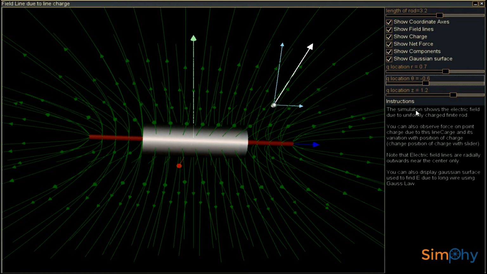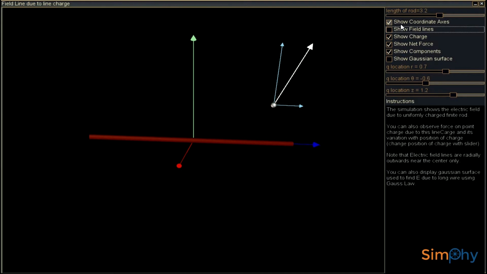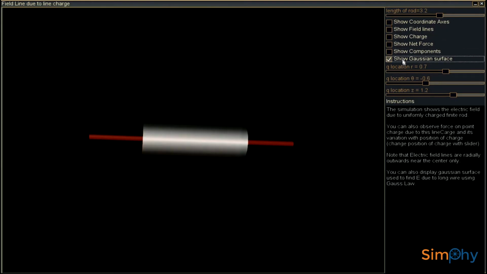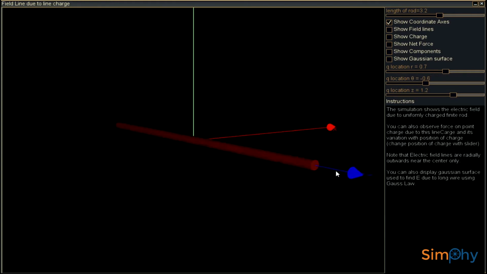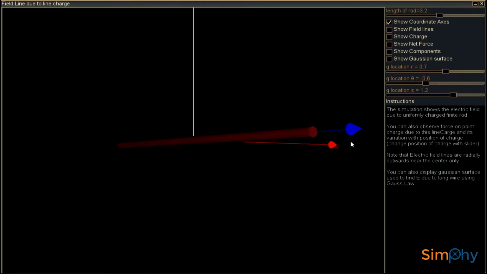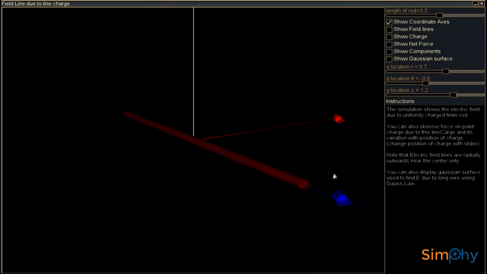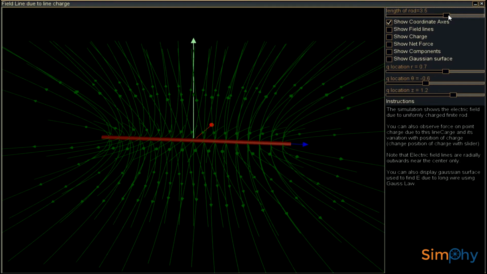In this simulation, we are going to show you the electric field lines due to a uniformly charged finite rod. So this is our rod, and for clarity, let's start from the beginning. Let's try to draw the coordinate axes first. This is X, this is Y, and this is Z. Now we can also change the length of the rod in question by this slider.